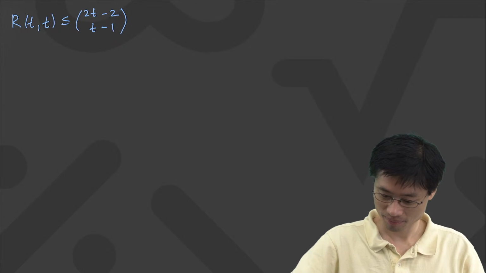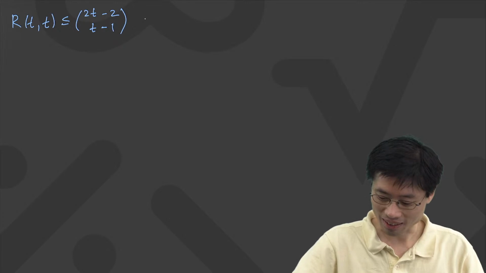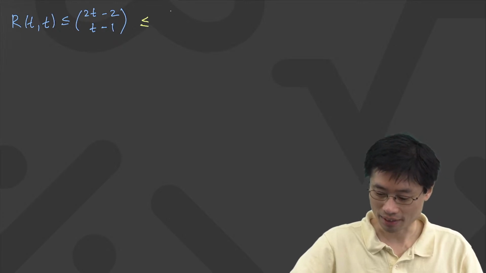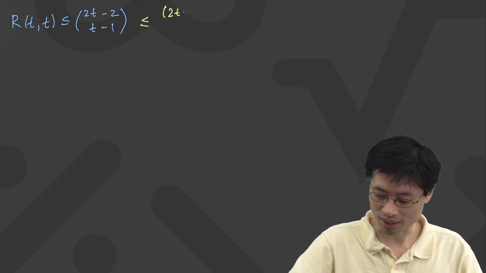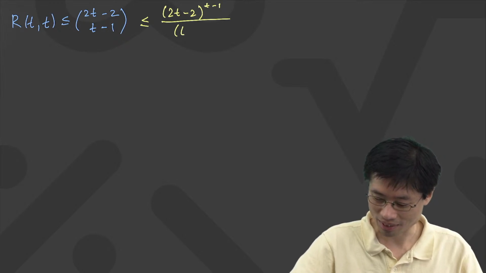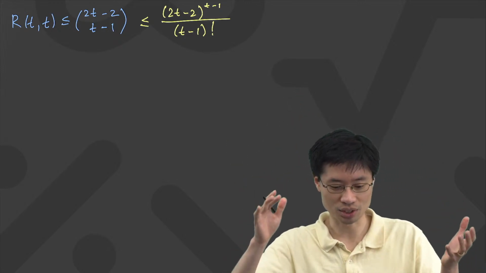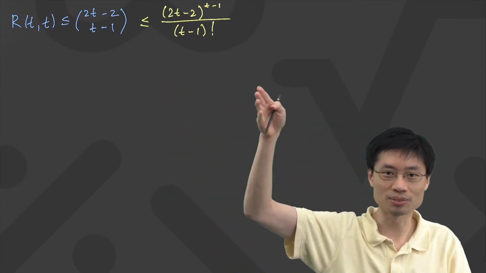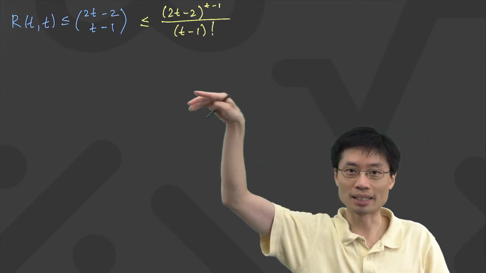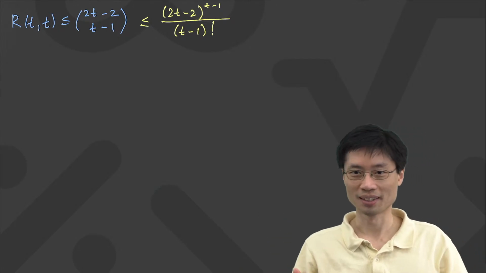We could say (2t minus 2) to the t minus 1. So it's definitely less than or equal to that. I'm going to even do a little bit on that: (2t minus 2) to the t minus 1, can I divide by t minus 1 factorial? Yes. And what I just did here is how I often do a choose. I multiply the big number times the number minus 1, times the number minus 1, and so on, as many times as I need to, which is the bottom number, and divide by the bottom number factorial. That is true.